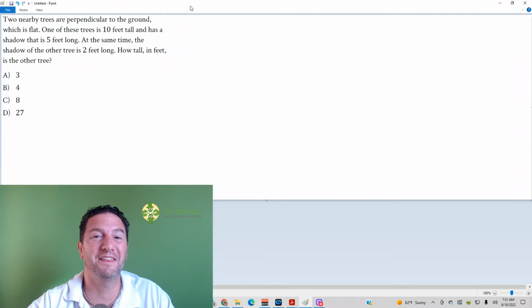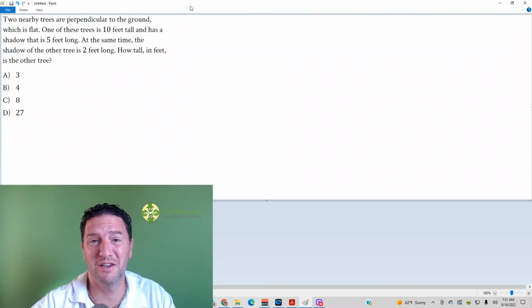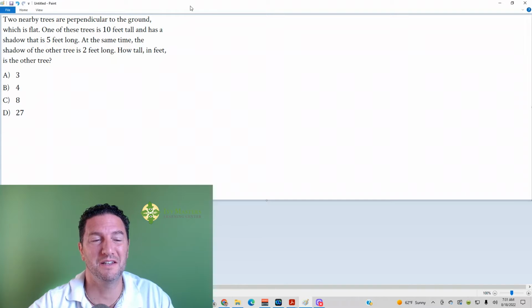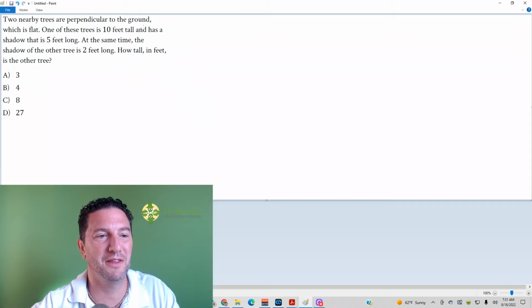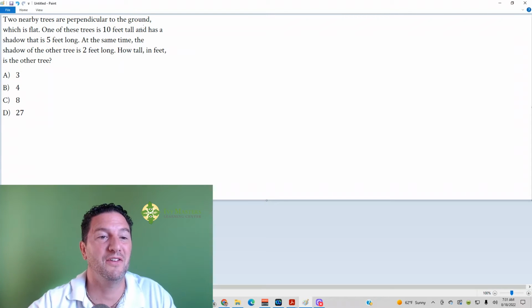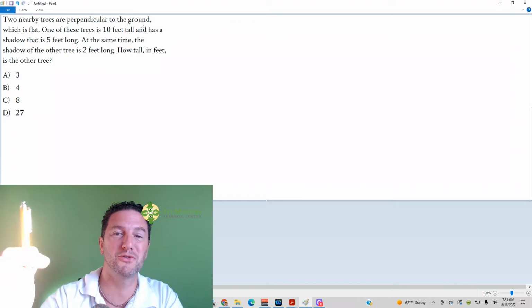And today we're going to look at the 16th question, sample question from this newly digitally released SAT sample questions. Number 16 reads, two nearby trees are perpendicular to the ground, which is flat. One of the trees is 10 feet tall and has a shadow length 5 feet long. At the same time, the shadow of the other tree is 2 feet long. How tall in feet is the other tree?